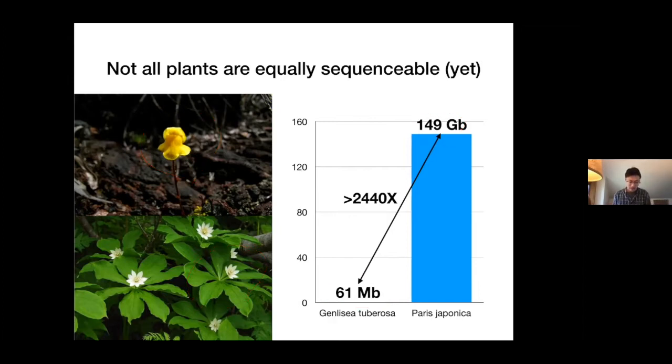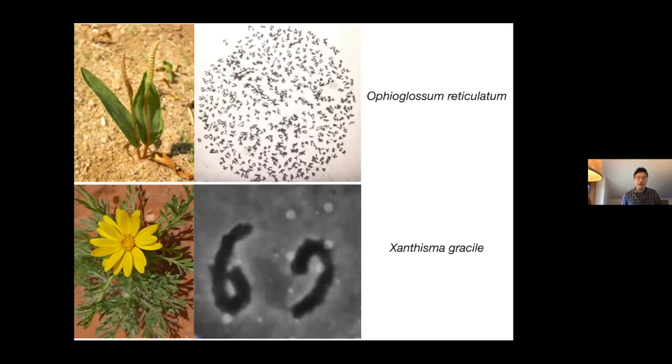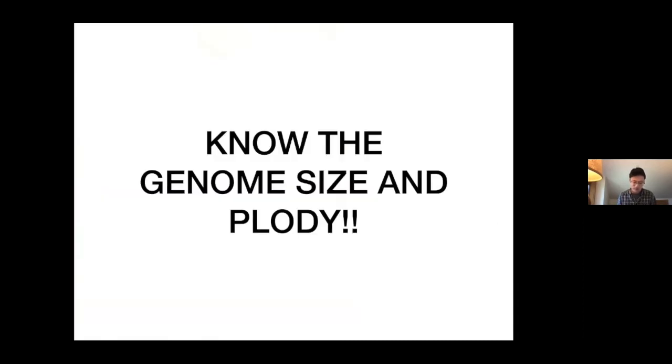Also, plants have very different ploidy levels. And again, if you want to choose, I would choose to sequence this species rather than this fern that has thousands of chromosomes. Ploidy level is very important. So the main thing I want to emphasize here is to know your genome size and ploidy level before you start your sequencing projects.